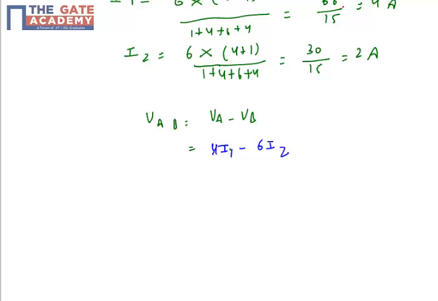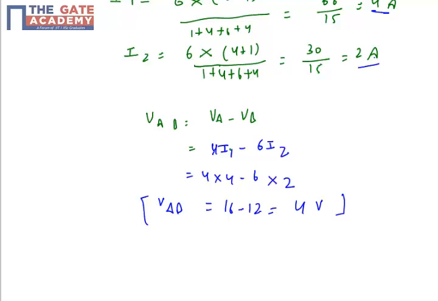You already calculated the value of I1, which is 4 ampere. So 4 into 4 minus 6 I2, you already know it is 2 ampere, 6 into 2. 16 minus 12, which is 4 volt. So VAB, which in this case is my VTH, also known as open circuit voltage, is 4 volt. So VTH is 4 volt.